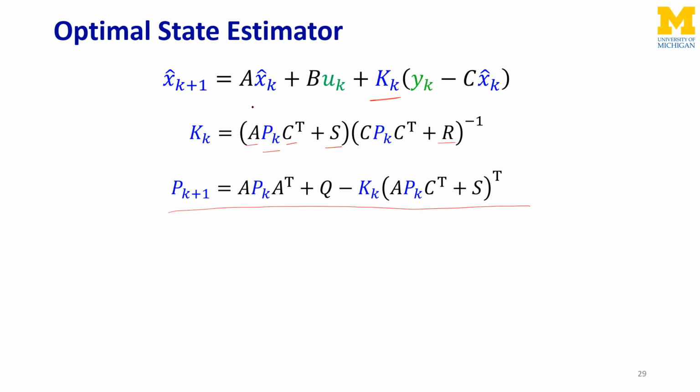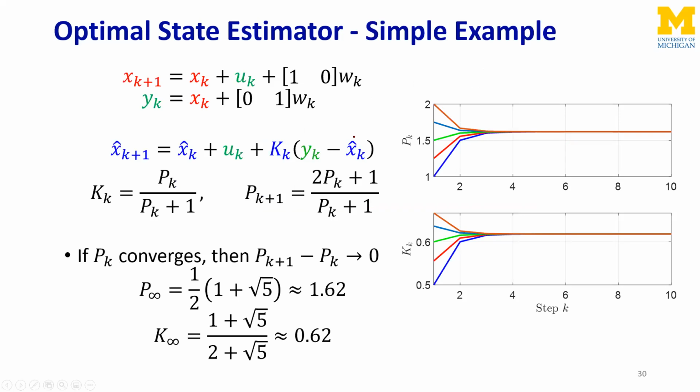And yep, that's all there is to the optimal state estimators. You just implement these three equations and you are good to go. So this is an Lx by Ly matrix, and this is an Lx by Lx matrix. So you implement these two and you have your optimal state estimator. Okay, let's look at a simple example and try to see if there is anything worth noting in the optimal state estimators.